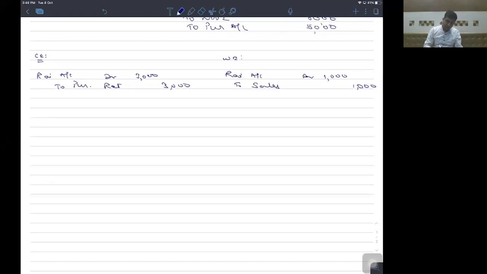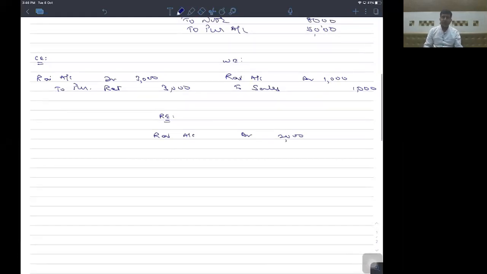Okay. And therefore my rectifying entry will be what? My rectifying entry will be Rai account debit by rupees 2,000 to, I'm sorry, sales account debit. Why Rai account debit by only 2,000? Because 1,000 has already been debited to him.